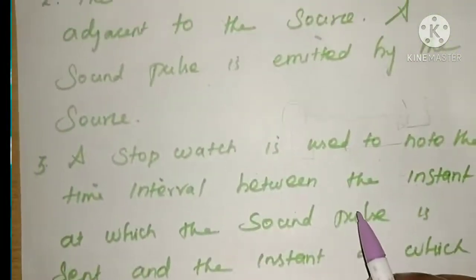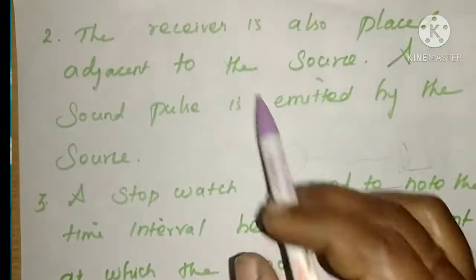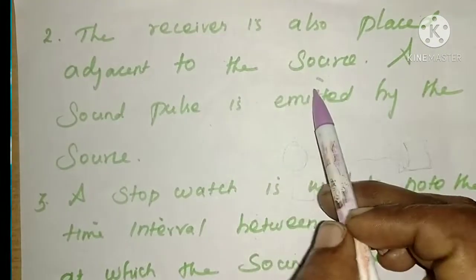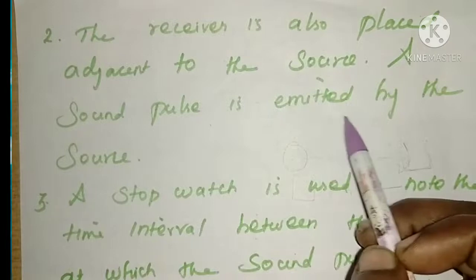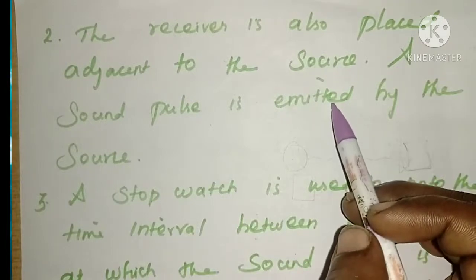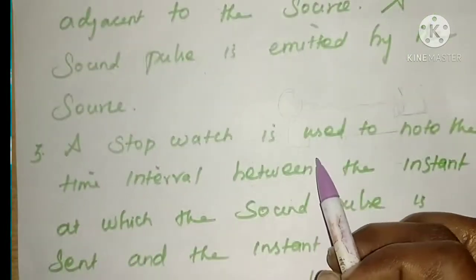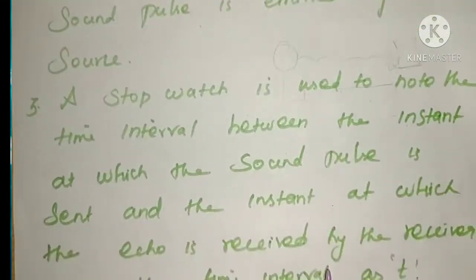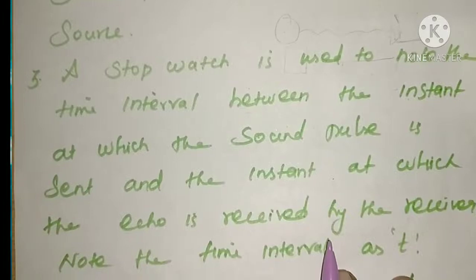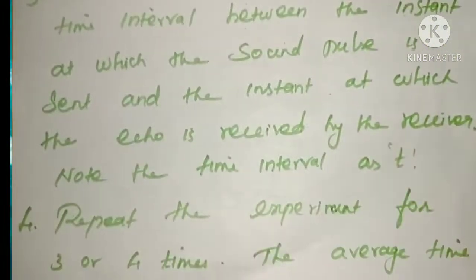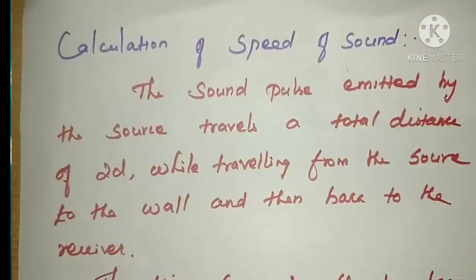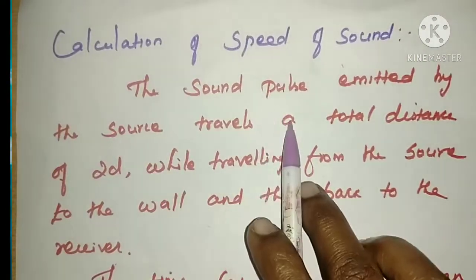So first step, what we did: first you have to measure the distance. Second, the receiver is also placed nearer to the source. Then a sound pulse is emitted by the source. Next, the stopwatch is used to note the time interval between sending and receiving the signal. We have to repeat the experiment for 3 or 4 times. Then we have to calculate the average time. Next step, we can calculate the speed of sound.